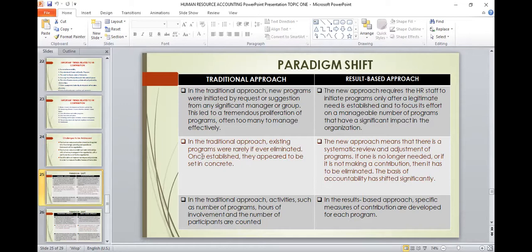But in this new, modern approach, there has to be a need analysis. We are required to initiate programs only after a legitimate need has been established. Do we need it? Do we need to recruit? Or do we just want to recruit for the sake of it? So the result-based approach will be challenging you.